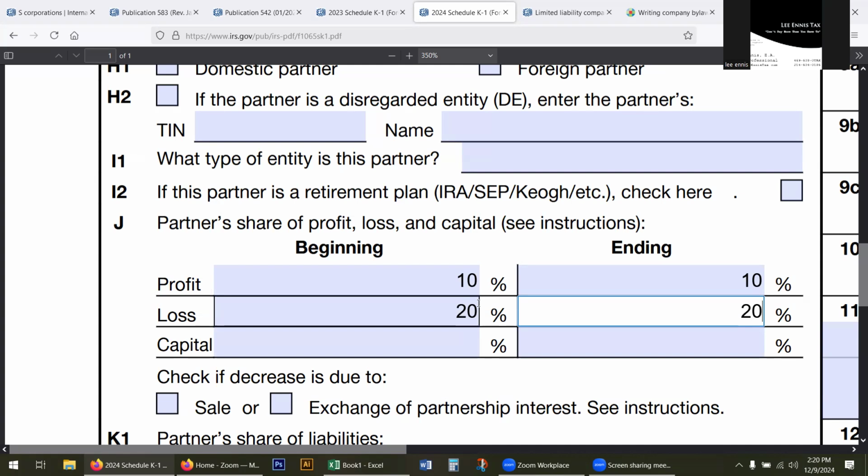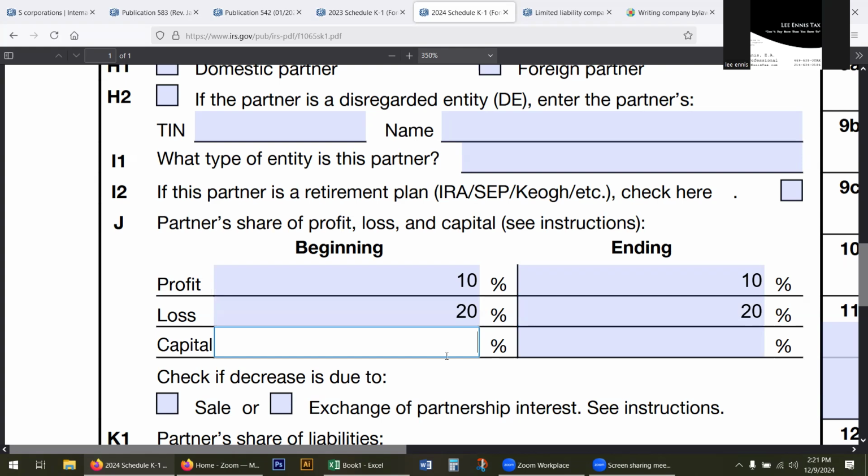If you are investing in a partnership, it's very important that you understand in your partnership agreement how the profit and loss is going to be dictated. Okay. Now, the capital percentage is also something that can be dictated by a partnership agreement, but usually not. Usually, the capital percentage is dictated directly by what capital you put into the partnership to begin with.